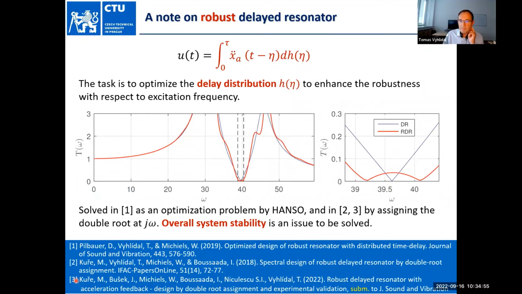we use double root assignment. So instead of assigning one root at j omega on the imaginary axis, we assign two roots, and then the robustness is enhanced, but we need to somehow handle the stability problem. So we use another controller here to stabilize the whole setup. The delayed resonator is used for suppressing the vibration, and the additional control is used to stabilize the system with the resonator.